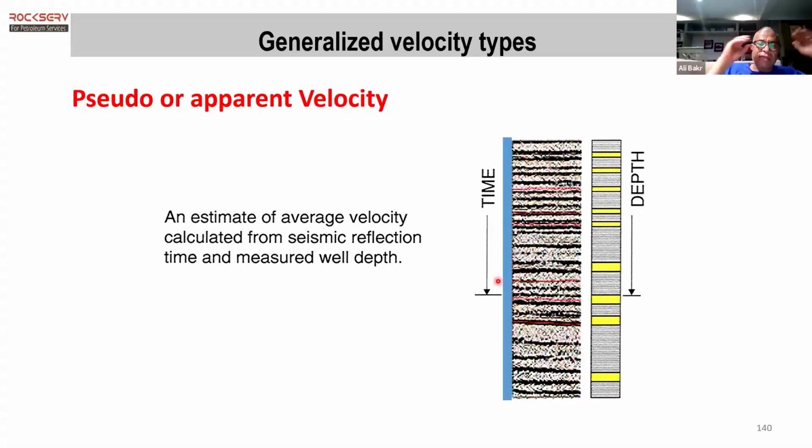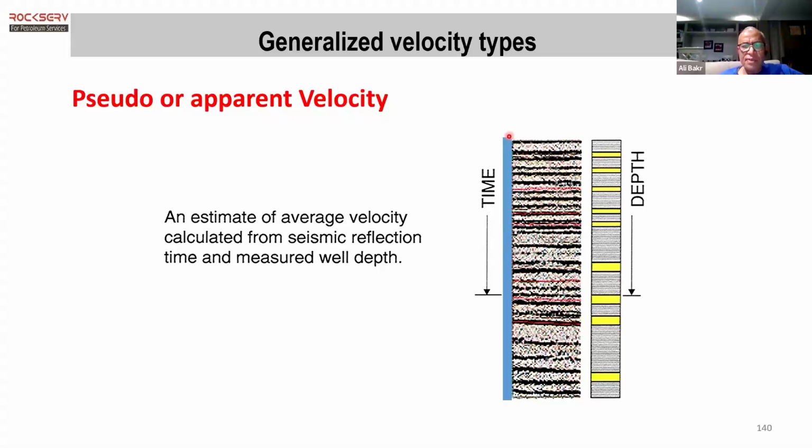Pseudo velocity, and this is our main problem issue in our business. This is your seismic, this is your depth, and I'd like to calculate the velocity. This is my target. So I measure the time from the zero level to my target, the two-way time, and divide by 2 to get the one-way time. And then I have the well. I get the depth to that target. So I simply divide the depth by my time and come up with a velocity. And I call it average velocity.